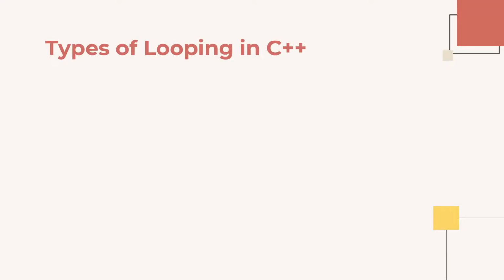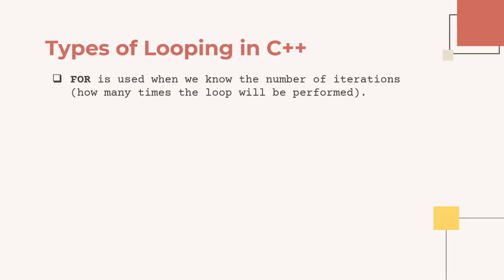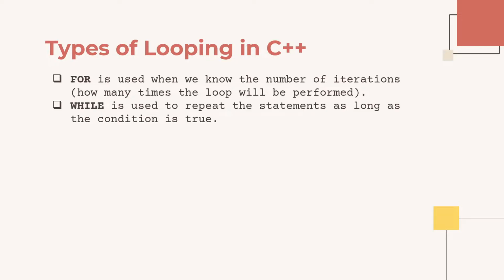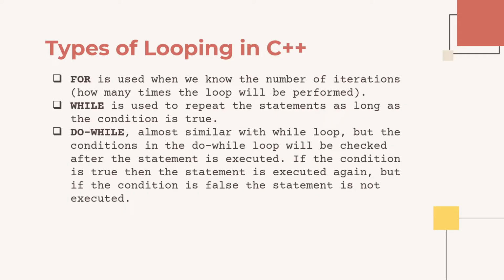There are three types or three structures of looping in C++. First is for. For is used when we know the number of iterations, or how many times the loop will be performed. And the second is while. While is used to repeat the statements as long as the condition is true. And the third is do while.